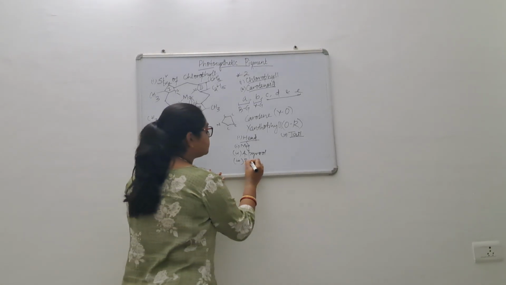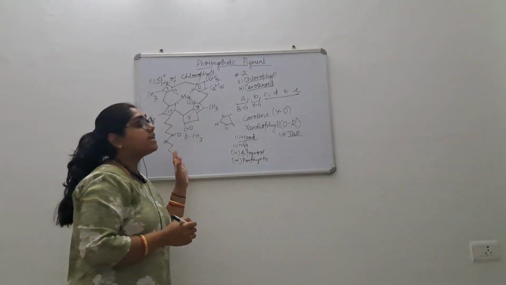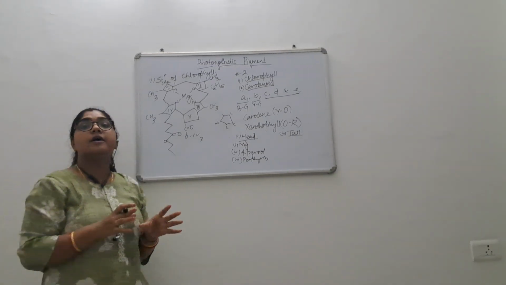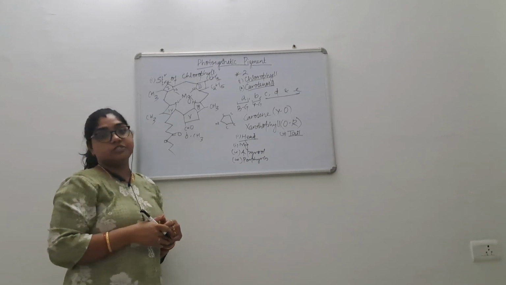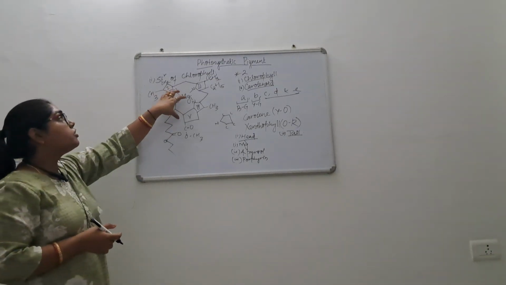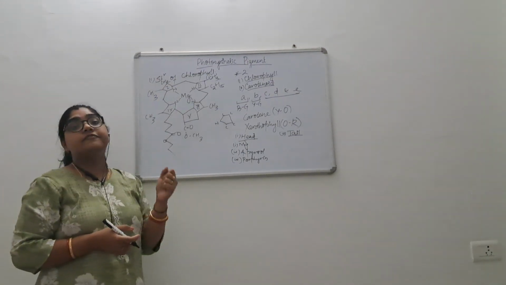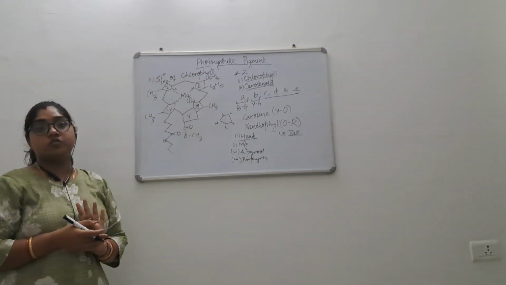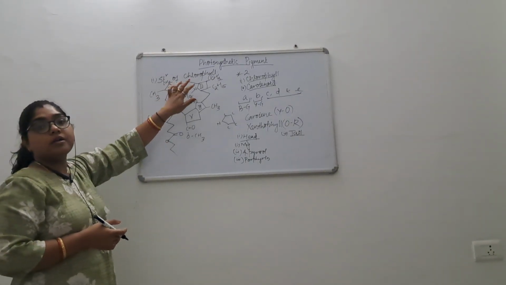So the head part is known as porphyrin, which is hydrophilic in nature. That means water loving in nature. That also we can say polar in nature. And the main function of the head of the chlorophyll is to absorb or reflect the sunlight that is required for the photosynthesis process. So this magnesium atom is the most important part of the chlorophyll.